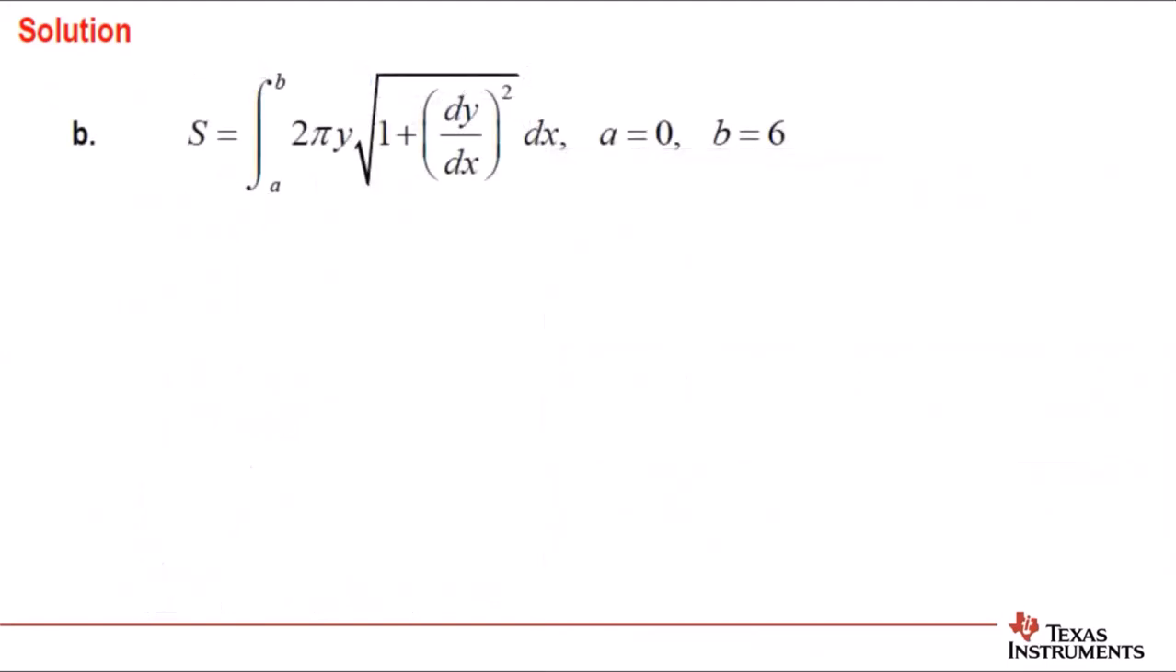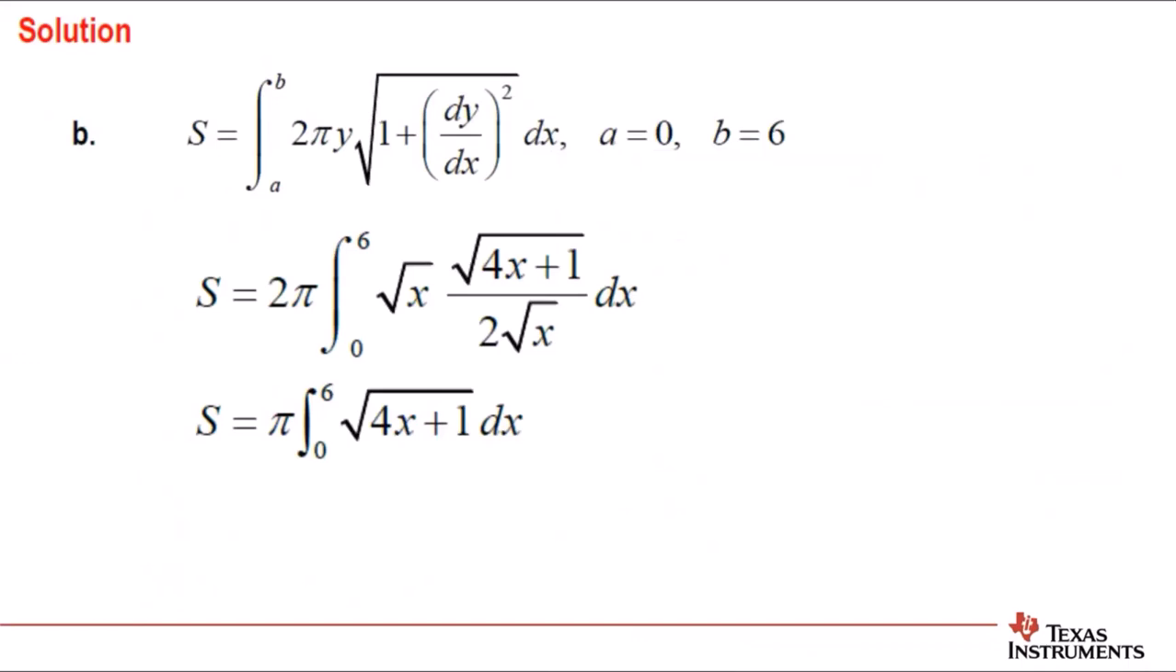For the surface area, however, something sort of nice happens, as I said. So this time when we multiply by y, we're multiplying by y, which is equal to root x. So then the root x's cancel, and the definite integral for the surface area becomes pi between 0 and 6 of root 4x plus 1 dx.